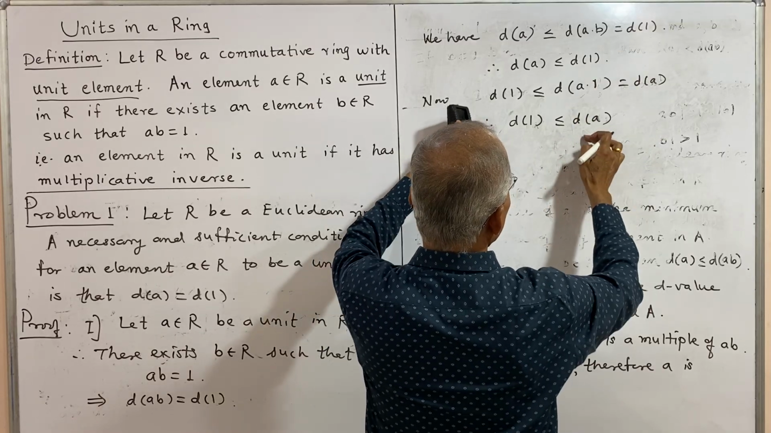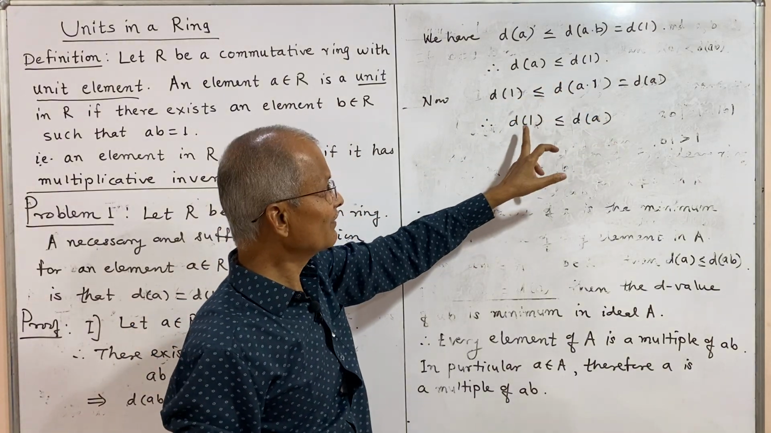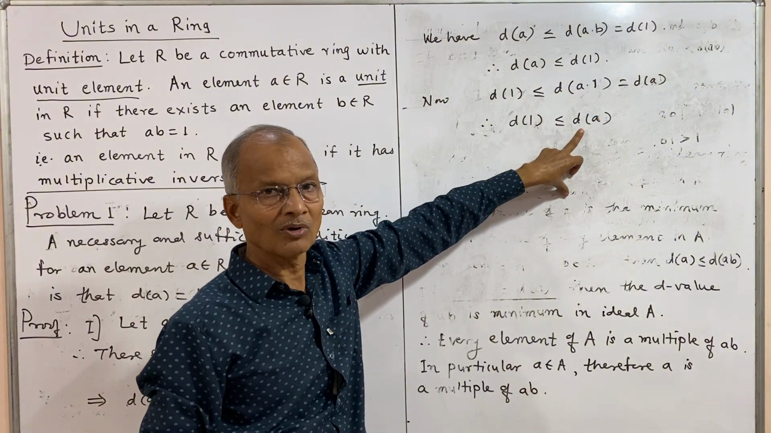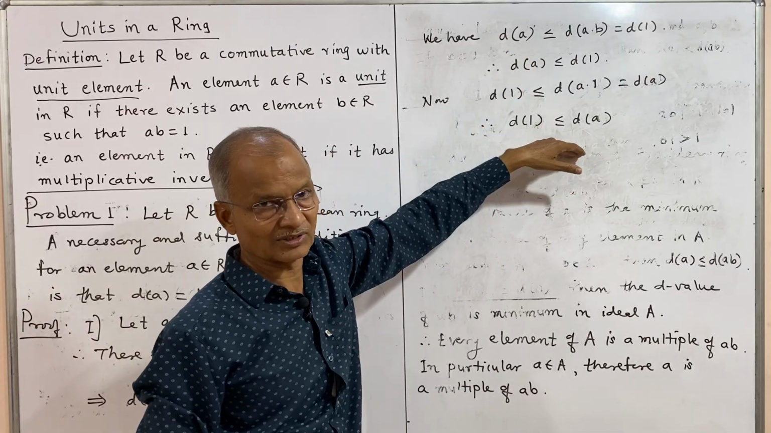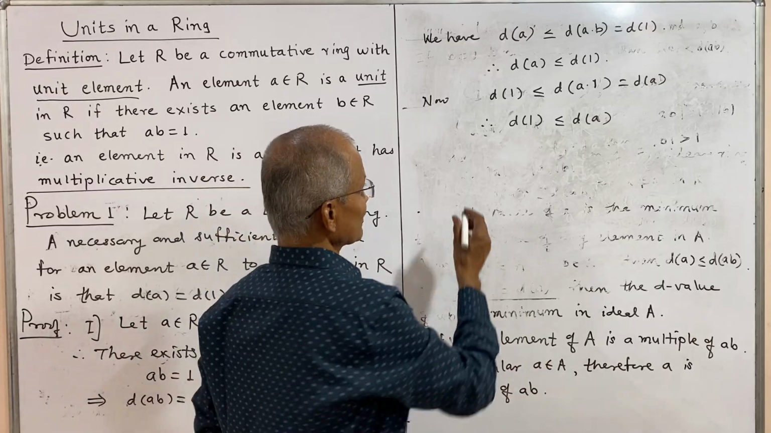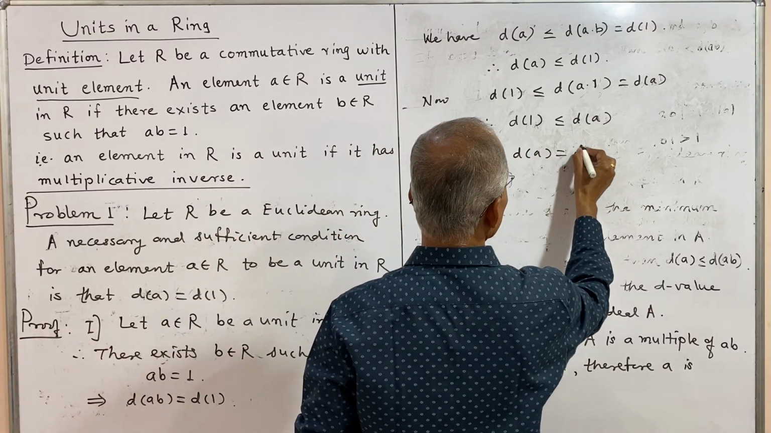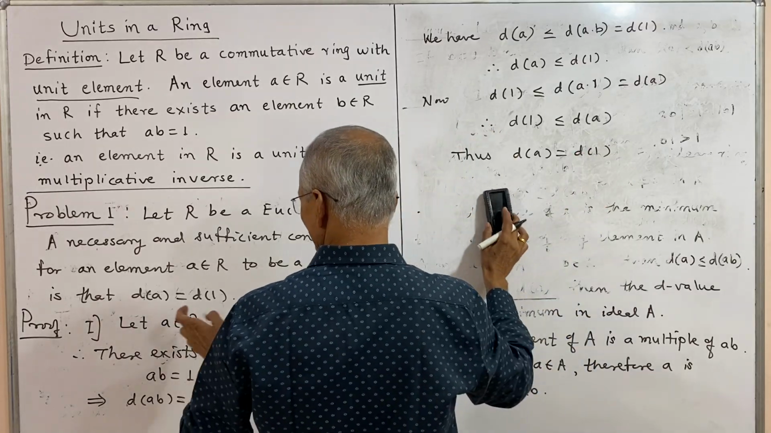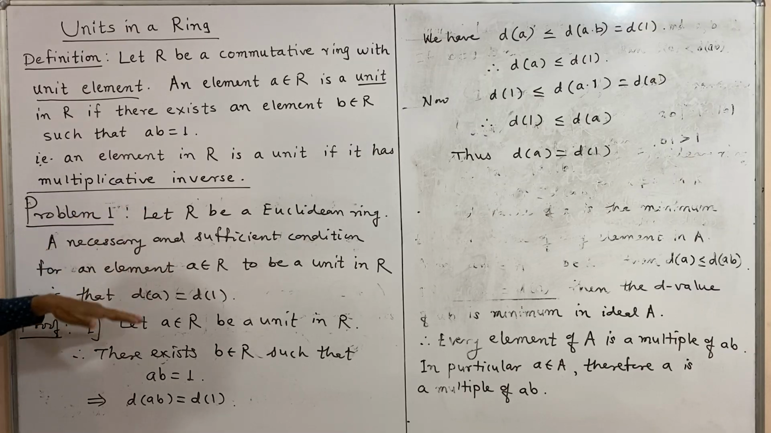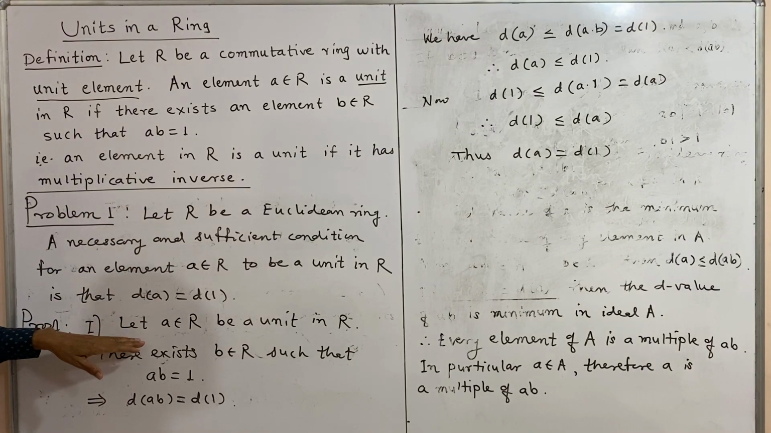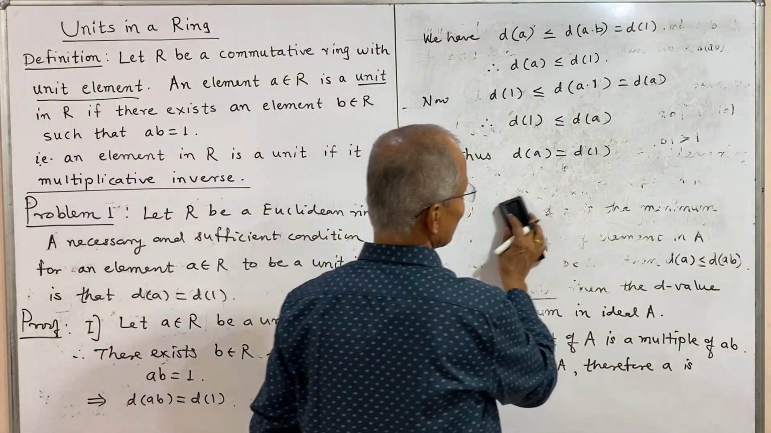Now what these together imply: d value of A is less than or equal to d value of 1, and d value of 1 is also less than or equal to d value of A. They are both less than or equal to each other, meaning they must be equal. Thus d value of A is equal to d value of 1. So the first condition is proved. Assuming R to be a Euclidean ring and A a unit element, we have proved d value of A is equal to d value of 1.